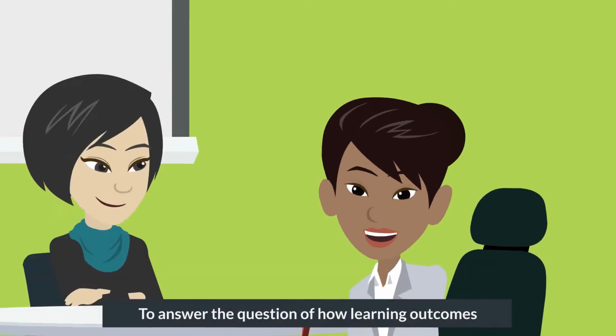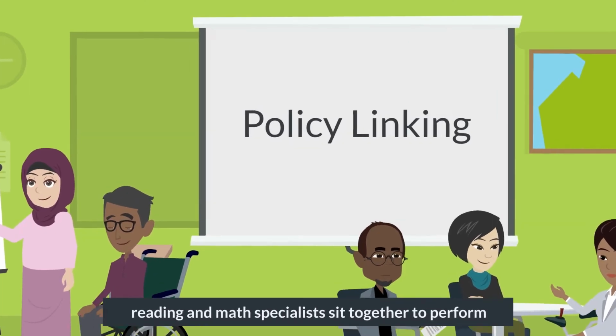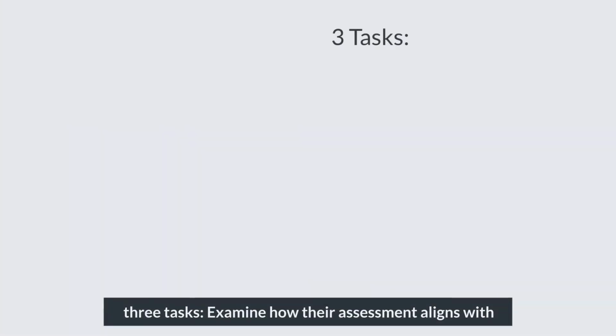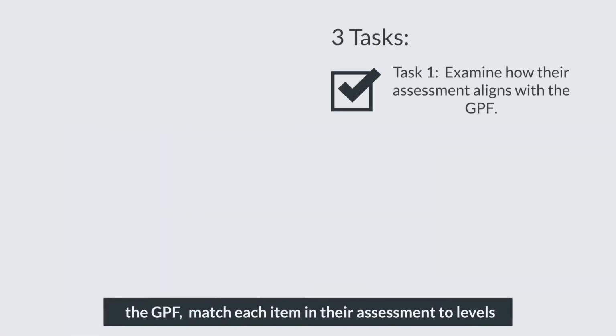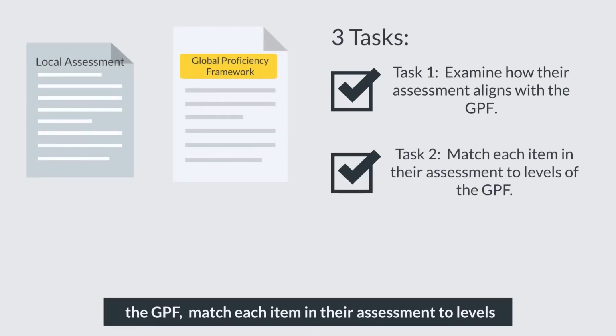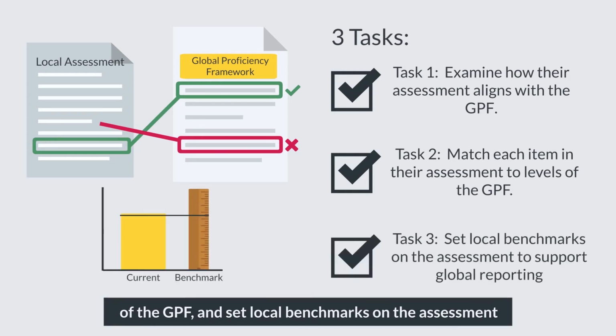To answer the question of how learning outcomes compare within and across countries, one approach that may be used is called policy linking. During a policy linking workshop, local educators and reading and math specialists sit together to perform 3 tasks. Examine how their assessment aligns with the GPF, match each item in their assessment to levels of the GPF, and set local benchmarks on the assessment to support global reporting.